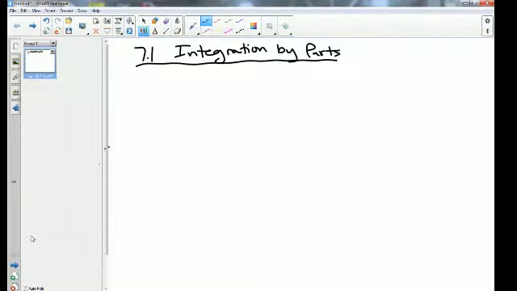Integration by parts, like we're saying, is just the antiderivative of the product rule. It is derived directly from that. I'm not going to show that to you; I don't think it's necessary, but that's where it comes from. Some people will call this the integral product rule.